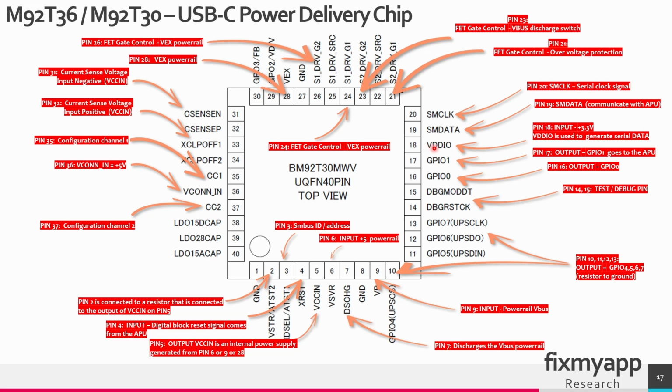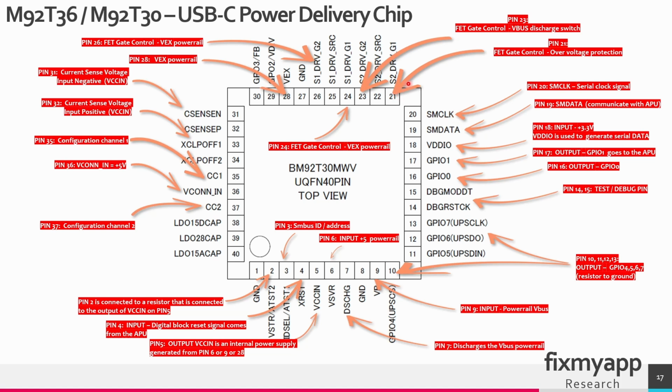Pin 18 is the VDD I/O. It's an input, so the 3.3 volt will go through this pin, and the VDD I/O is used to generate the serial data. SM data is the serial data line. It will go to the APU. Pin 20 is a serial clock line.